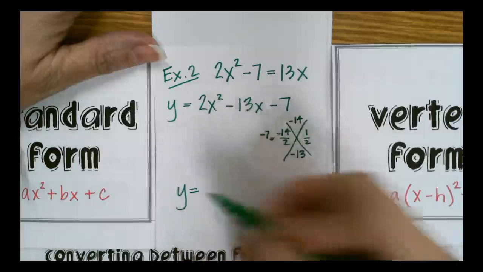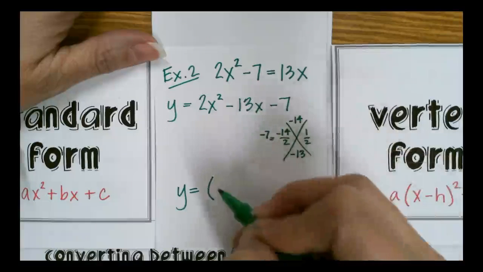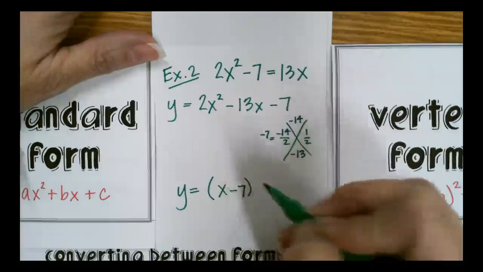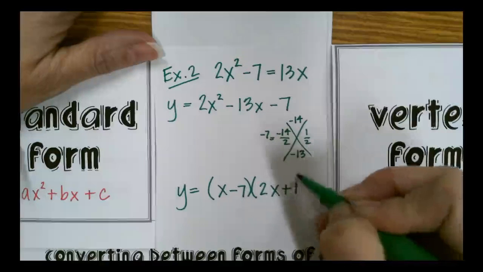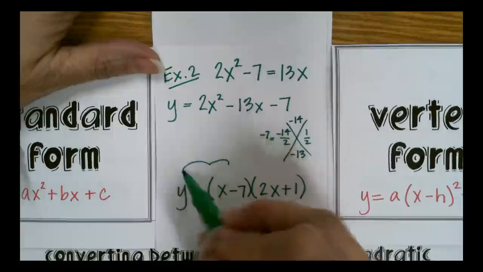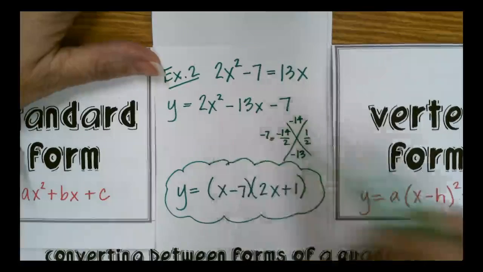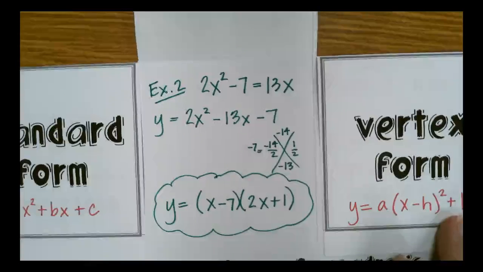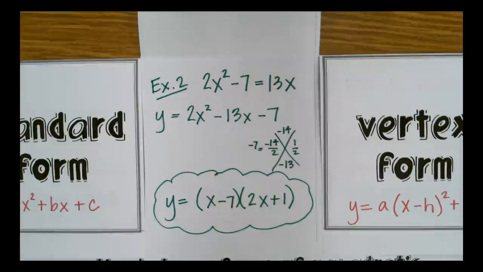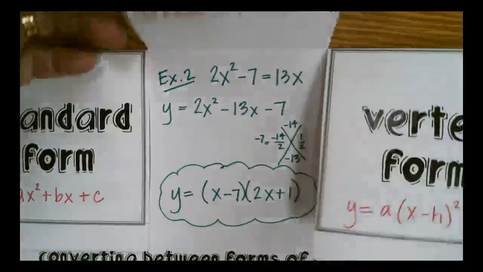So in factored form, this would be x minus 7, and this one would be 2x plus 1. And that is intercept form. So to get intercept form, you have to start in standard form and then factor completely. All right, last one. So vertex form.